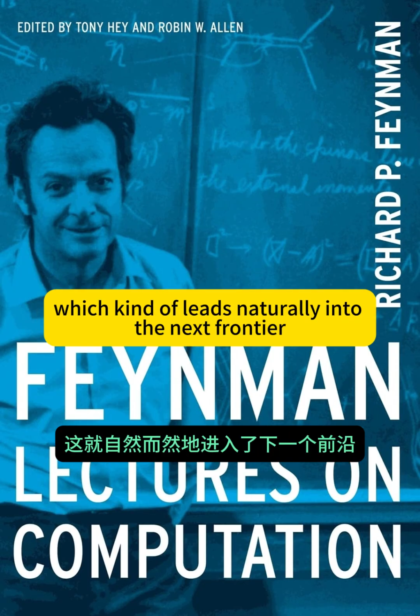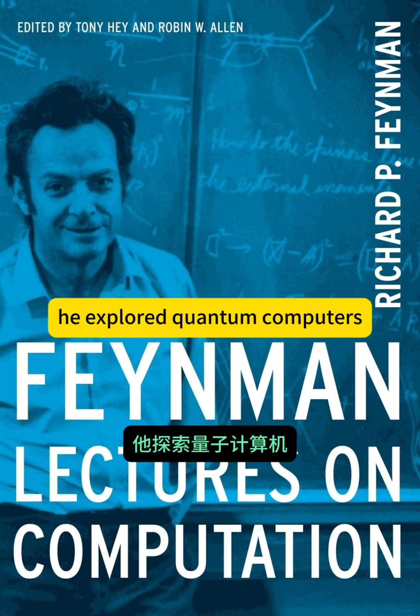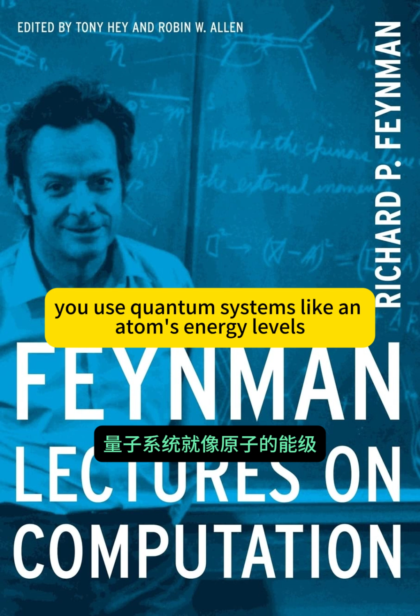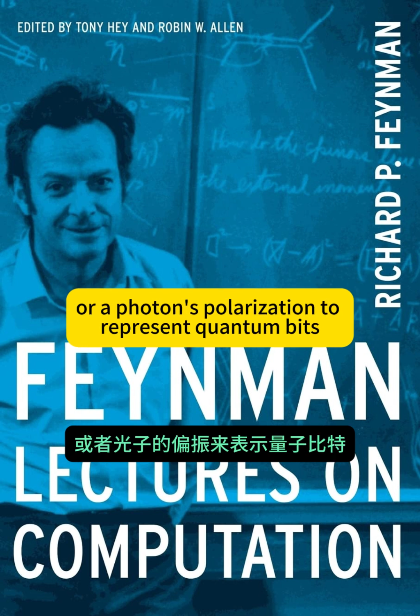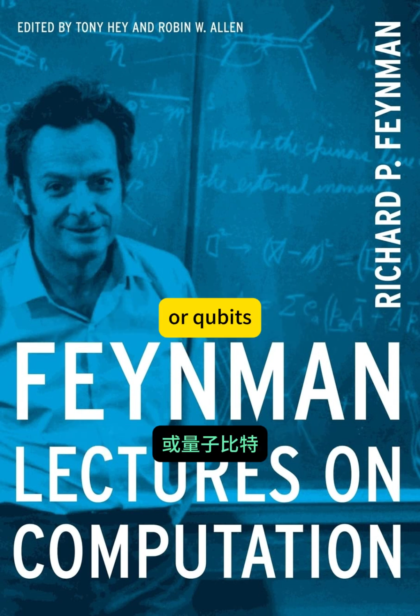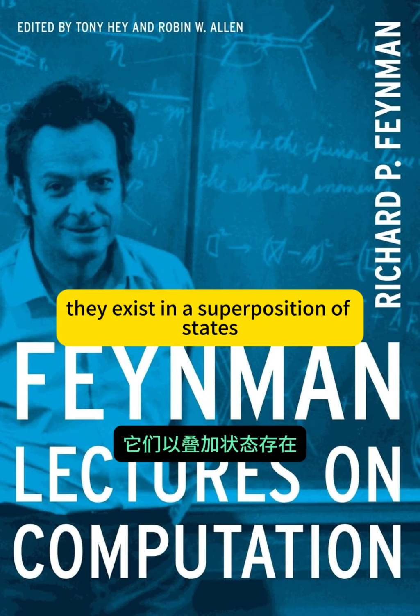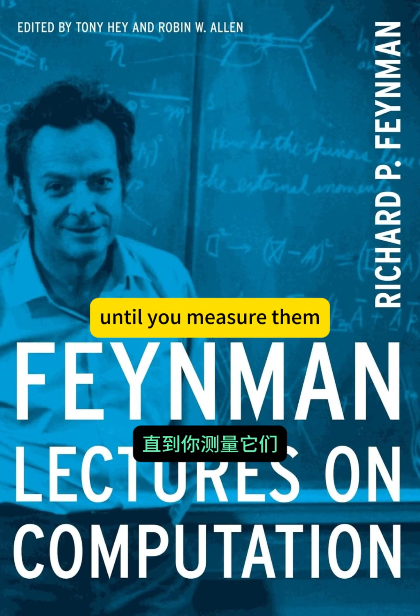Which kind of leads naturally into the next frontier he explored, quantum computers. Exactly. Instead of classical bits being 0 or 1, you use quantum systems like an atom's energy levels or a photon's polarization to represent quantum bits or qubits. And qubits can be 0 and 1 at the same time. In a sense, yes. They exist in a superposition of states until you measure them.